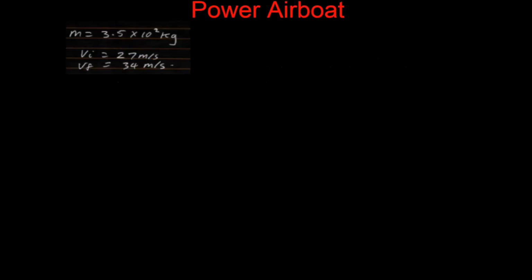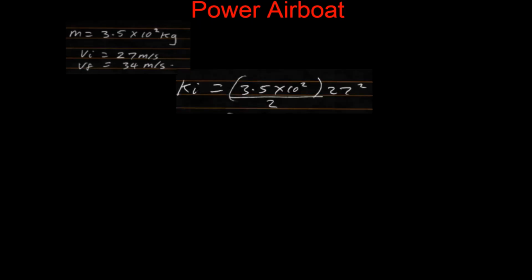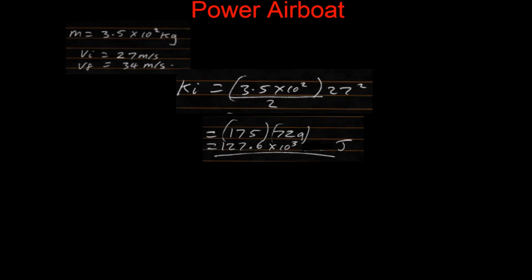So here's what we have to play with. We have M, we have VI, we have VF. Our initial kinetic energy is going to be half mv squared, KEI, or KI as I've written here. I tend to use KE wherever possible; I deviated from my own rules here. So the initial kinetic energy is 3.5 times 10 to the 2 over 2 times 27 squared, more accurately. This will give us essentially 127.6 times 10 to the 3 joules, about 128,000 joules.